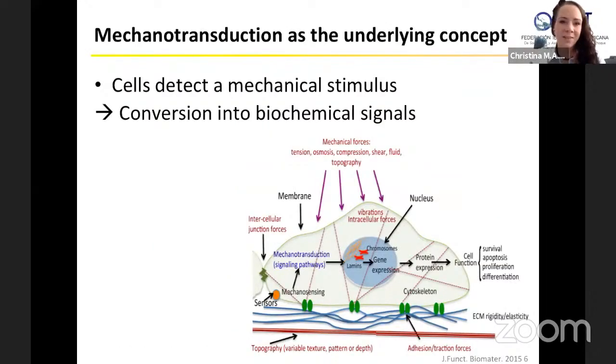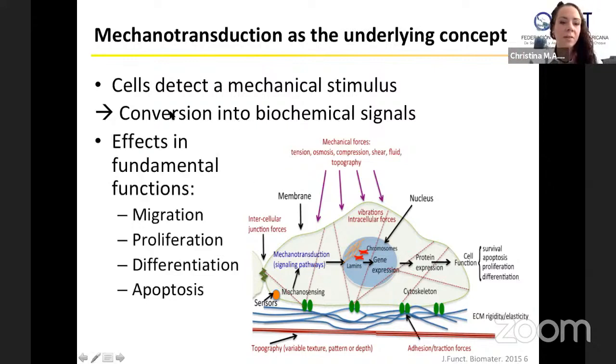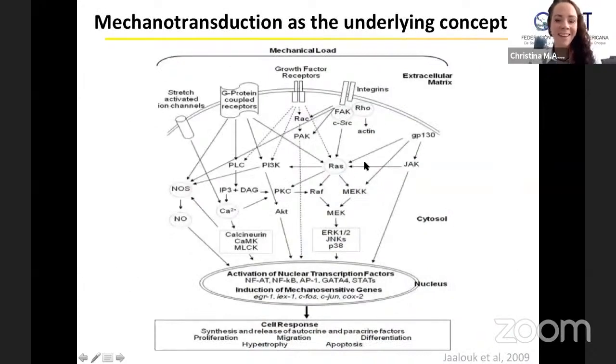So looking at all these effects, what is the underlying concept of all those effects? It's called mechanotransduction, which means that cells can detect a mechanical stimulus and convert this mechanical stimulus into a biochemical signal. This can also lead to effects in fundamental functions. Fundamental functions of cells are cellular migration, proliferation, differentiation, and apoptosis. I'm not going to go into detail here, just to show you that there's a multitude of things that can be triggered by mechanotransduction.